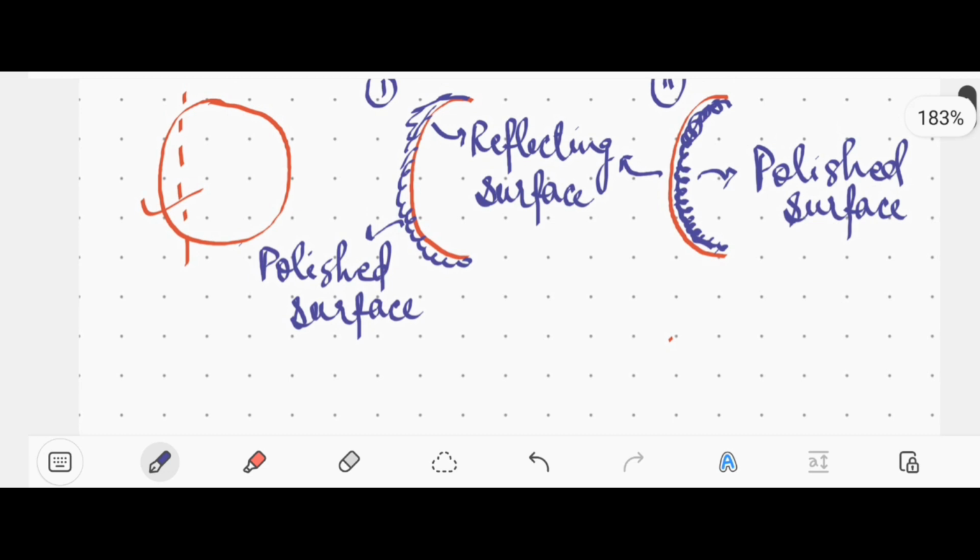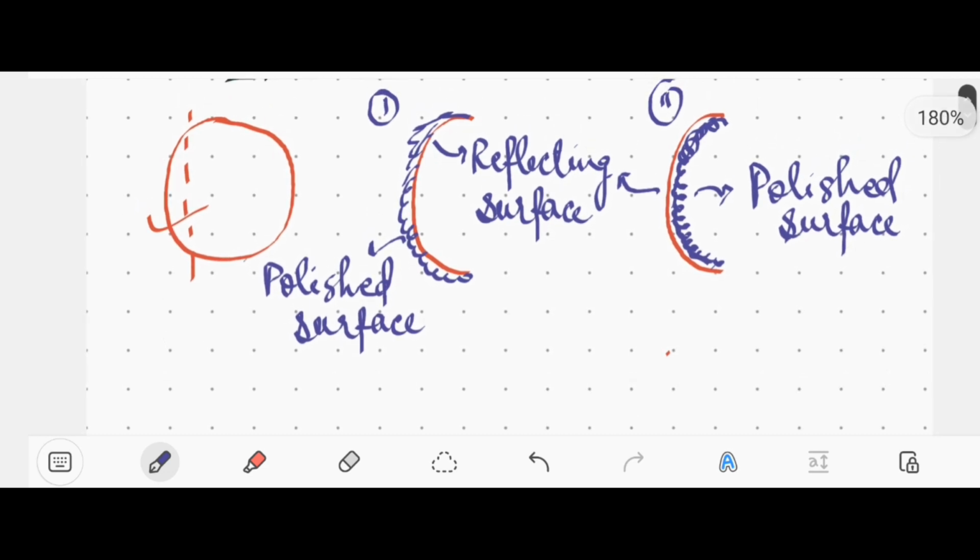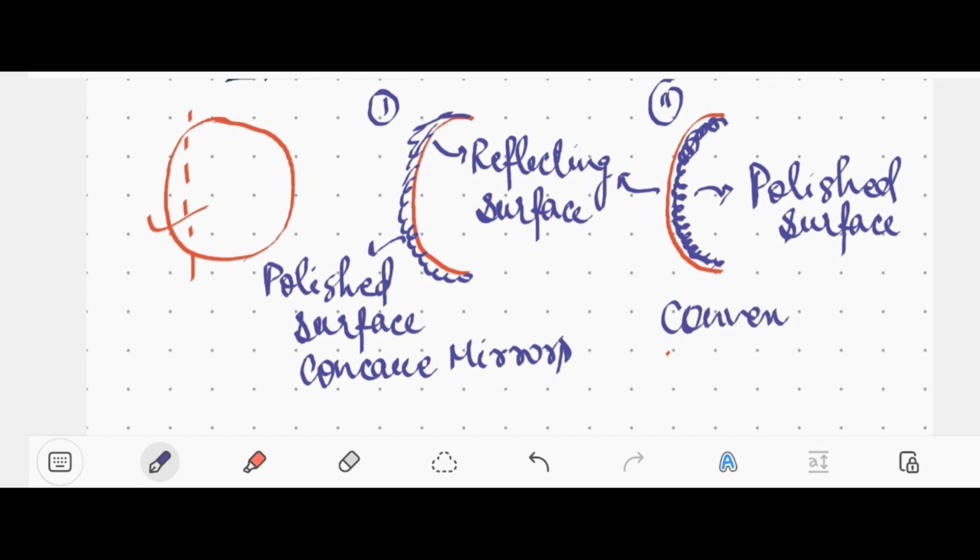Students, if the inner part is the reflecting surface, then these types of mirrors are known as concave mirrors. And if the outer part of the surface is polished, then we call it a convex mirror. Here the inner part is the reflecting surface, and here the outer part is the reflecting surface.